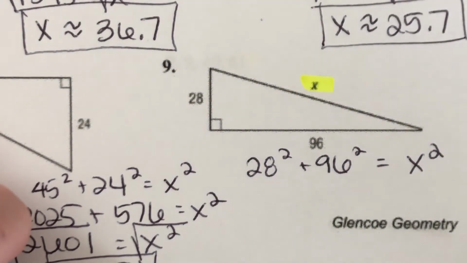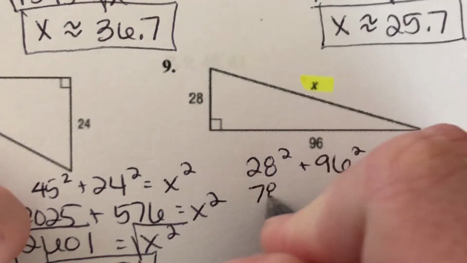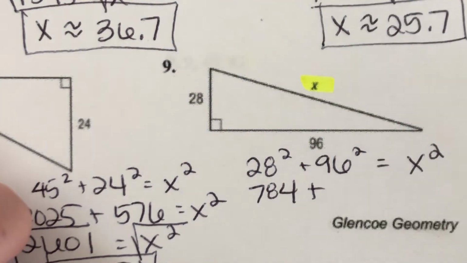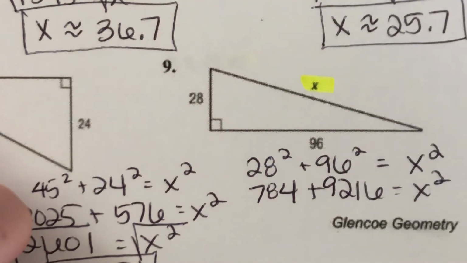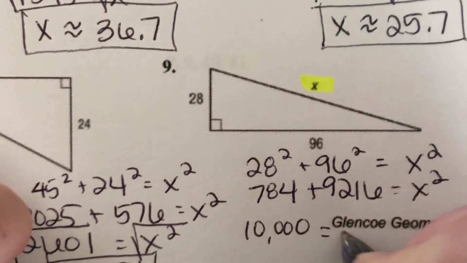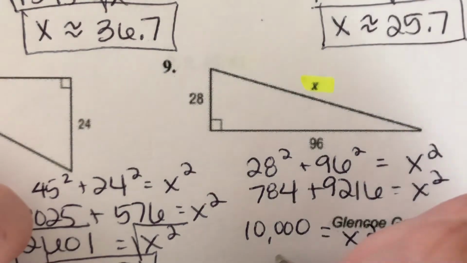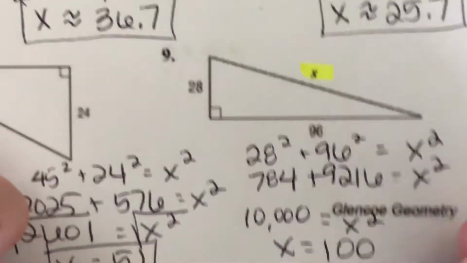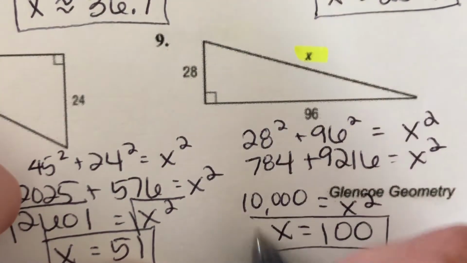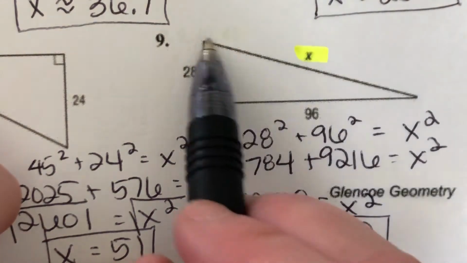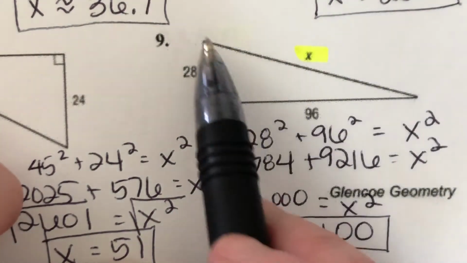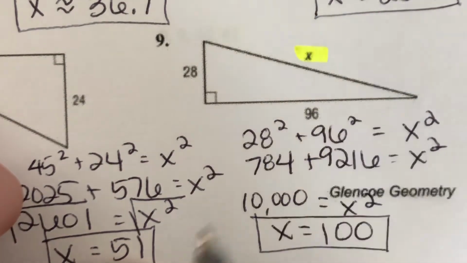All right, 28 squared, 784, 96 squared, 9216. Yep, 9216 equals x squared. That's 10,000. And the square root of 10,000 is 100. So if this side is almost 100 and this side's 28, it makes sense that this longest side here is 100, right? It's close to this, but more than that.